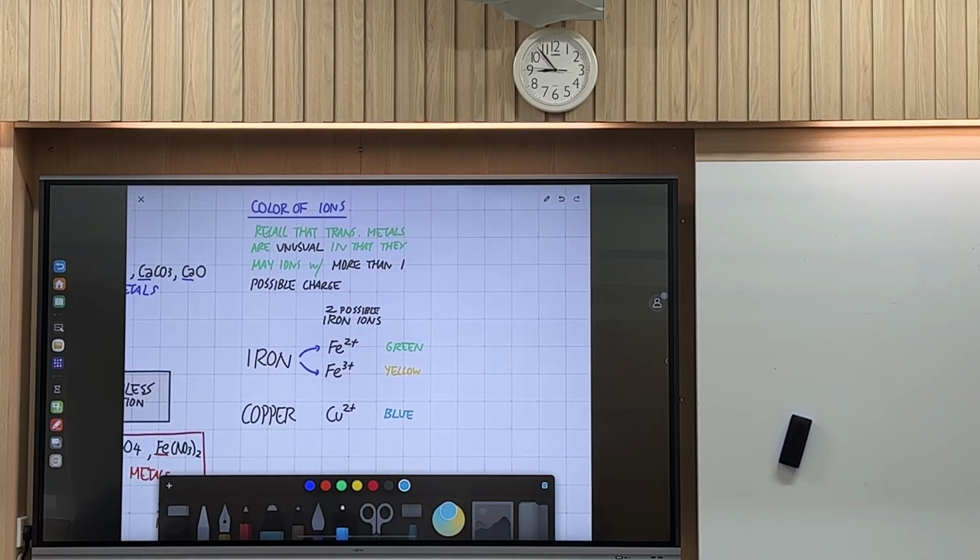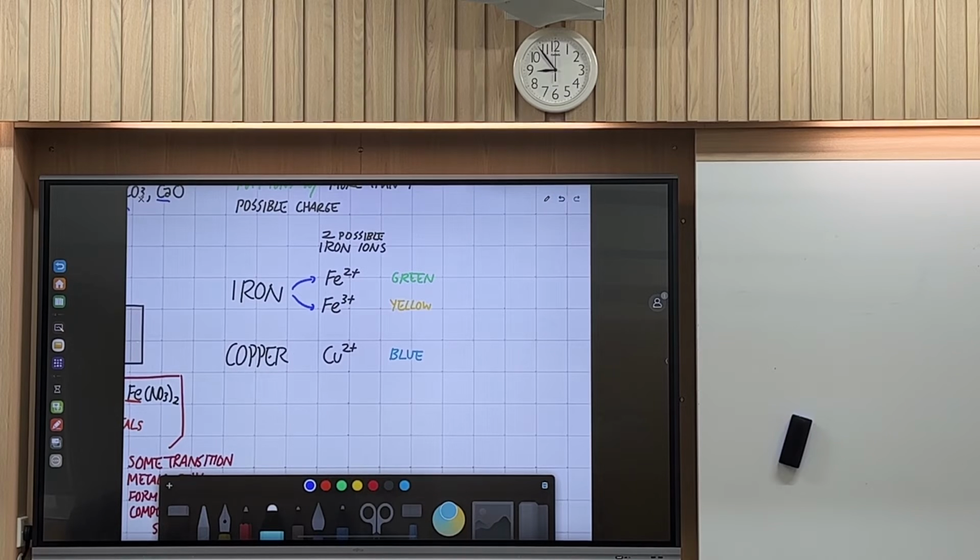But the flame color of copper 2+, does anyone remember? What's the flame color of copper 2+ ion? Bluish green. Yeah, brick red is calcium 2+ ion. Okay, so calcium 2+. So put this down.